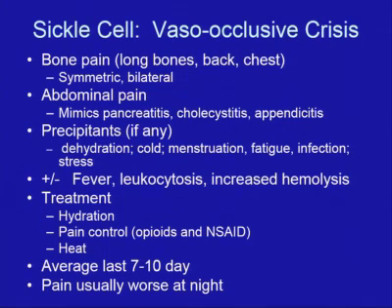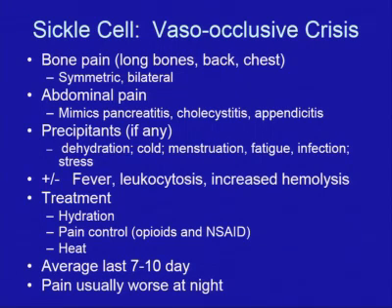It tends to be bilateral symmetric disease, so pain in one spot may not be a vaso-occlusive crisis. You can have sickling in the abdomen that might mimic a pancreatitis. It might mimic cholecystitis, which is a problem for these patients because they hemolyze chronically. It might mimic appendicitis, and of course appendicitis can happen in sickle cell, so you can't rule it out.